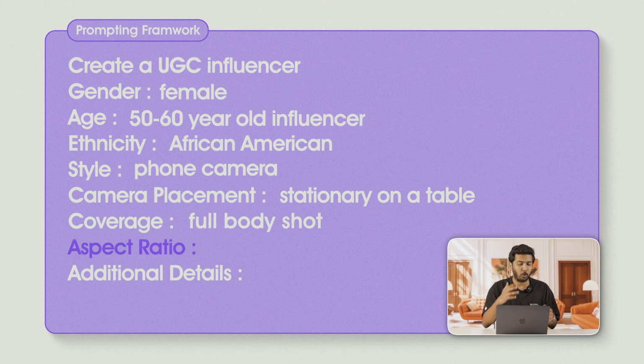Next up, we have aspect ratio, which again is mostly consistent for UGC videos because most UGC videos come on Instagram or TikTok. So the aspect ratio here is 9:16. But if you want to adapt it for multiple aspect ratios, feel free to change that as well. And finally, we have additional details.